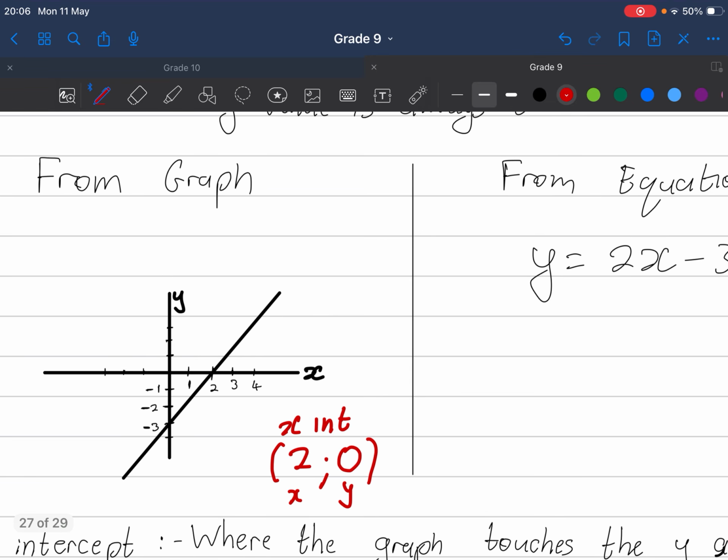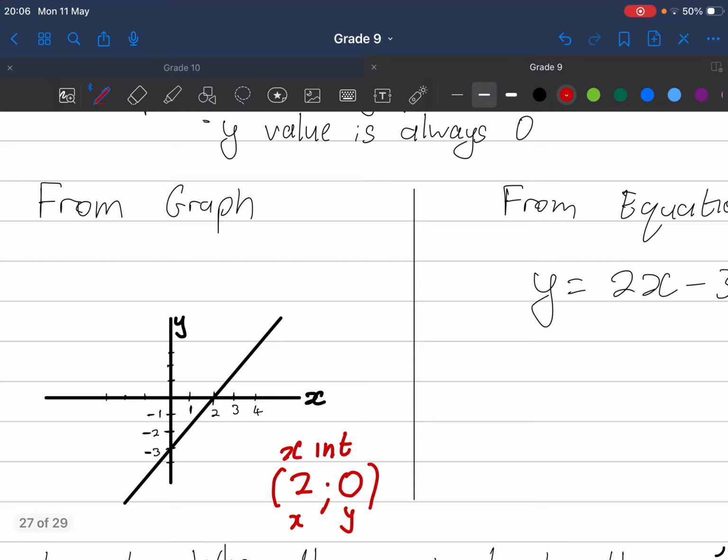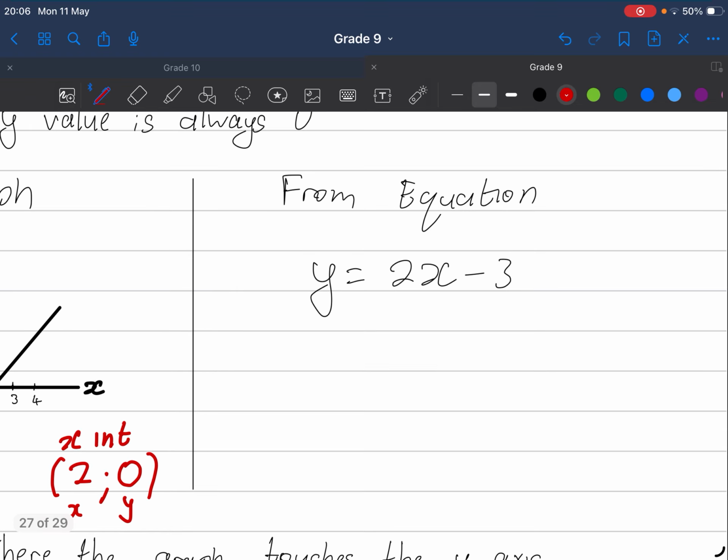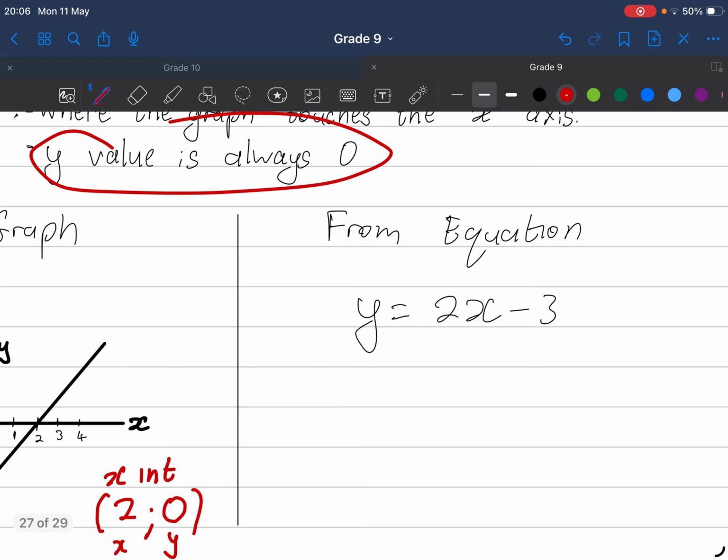Alright, so that's how you get the x-intercept from a graph. So you can get it if they give you a picture. You can figure out the x-intercept by looking at that picture, understanding the y value is 0, and just seeing where it touches on the x-axis. Next, we can also get it from an equation, understanding also that y value is always 0.